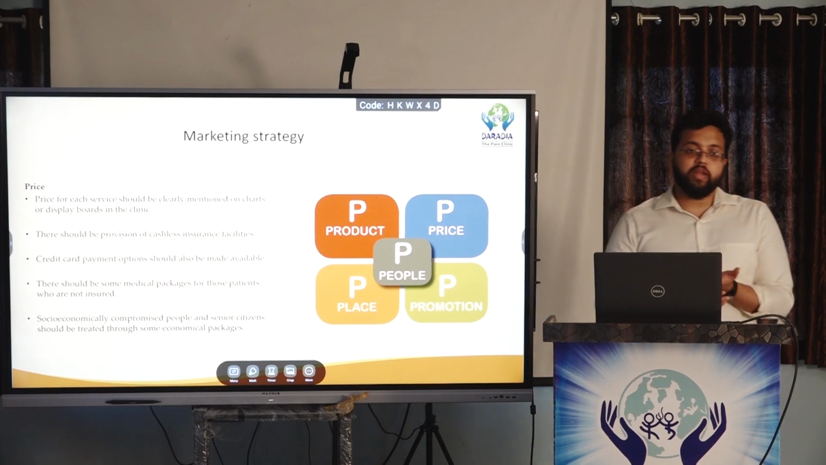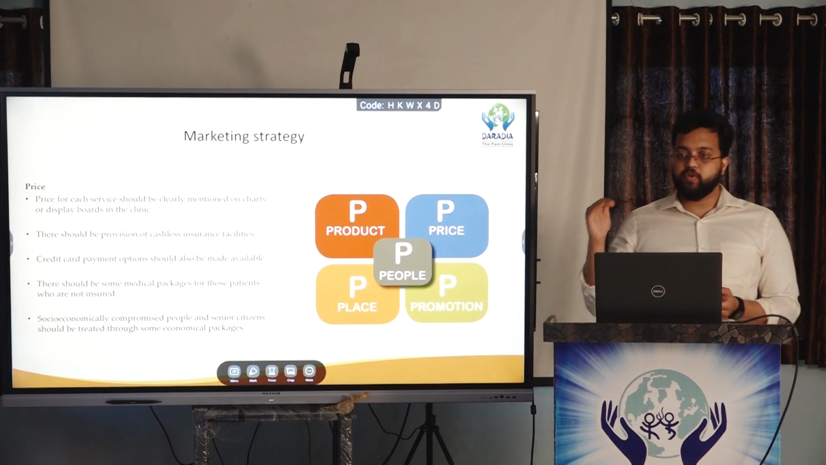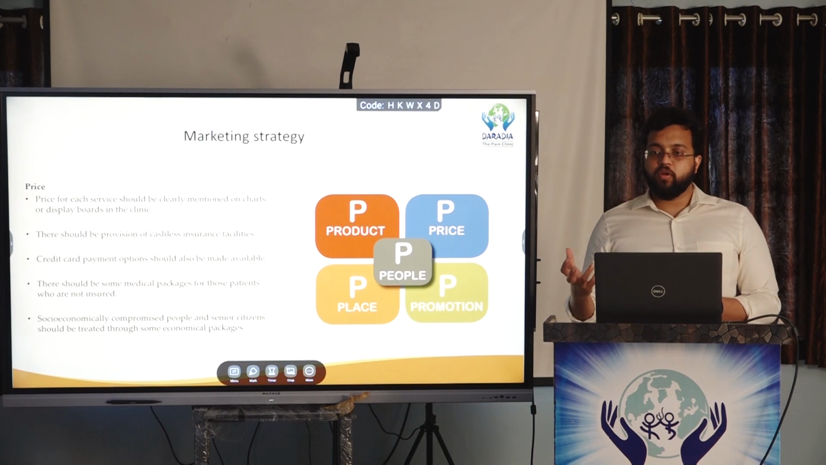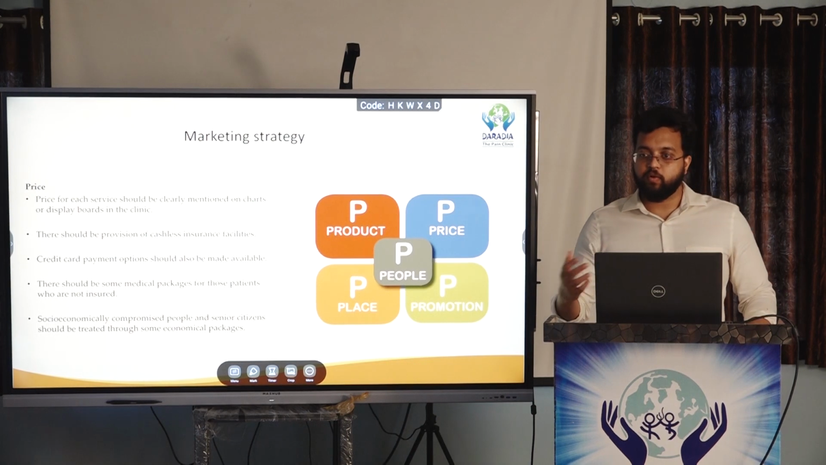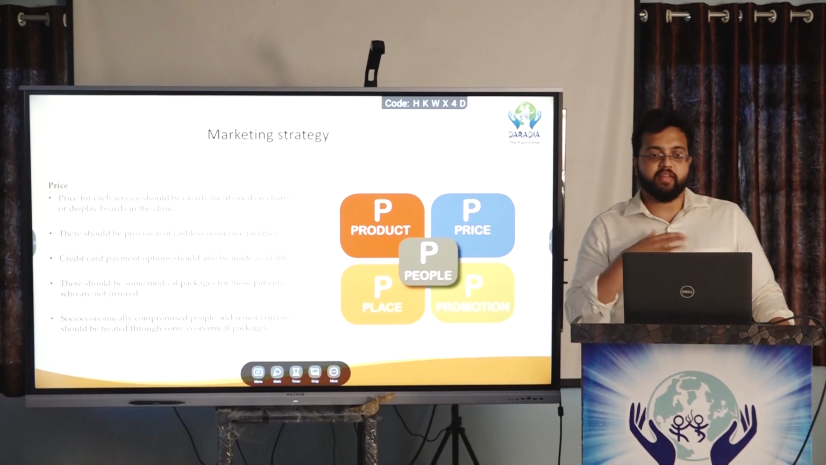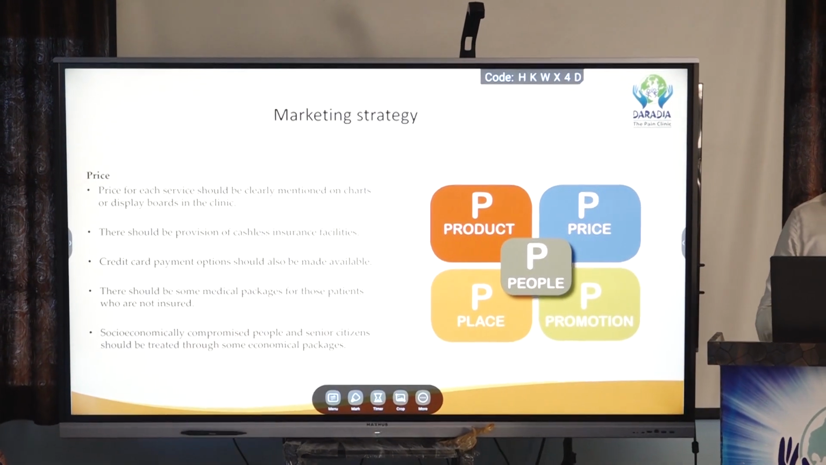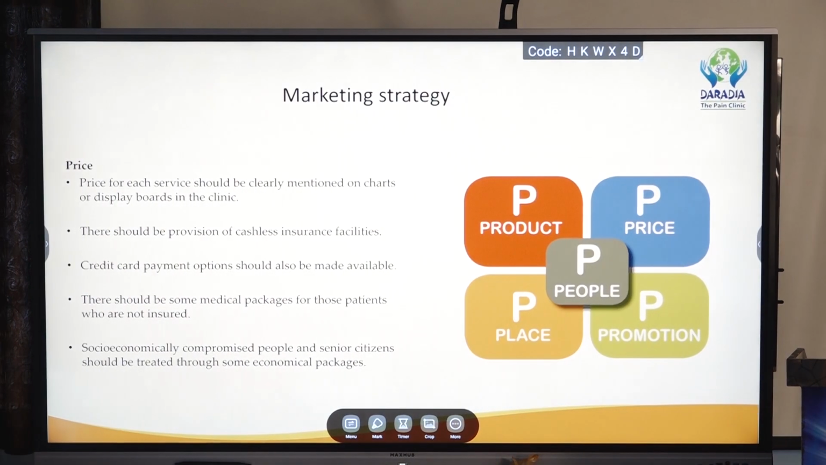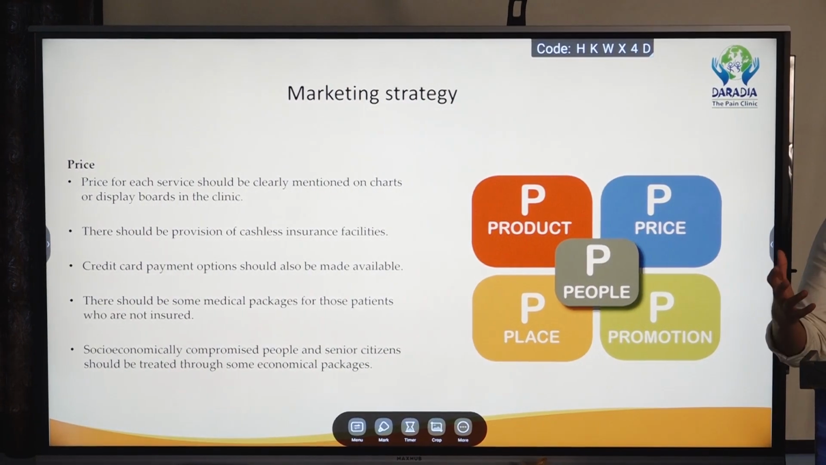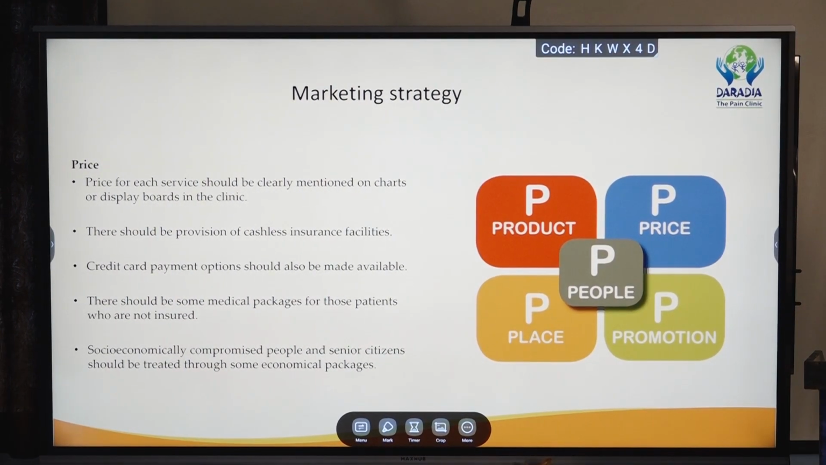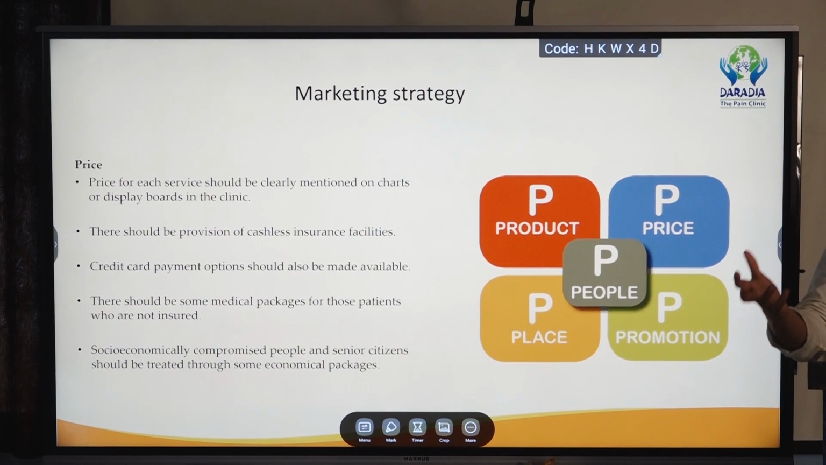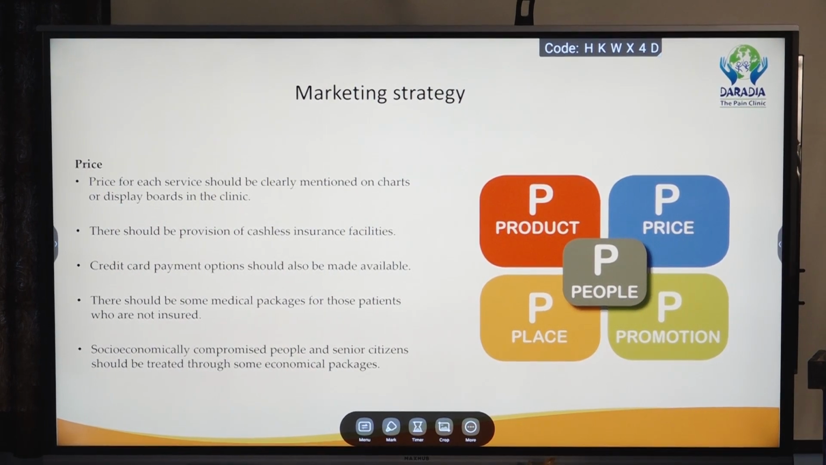Price. Now, price not only includes how much you charge for your services, but also how easy is it once I have recognized, is this something I can afford? Can I pay by cashless means? Can I pay by credit card? Or is it only cash? That sometimes hinders people. So it's not just about pricing, but ease of transactions that you have to focus on here.